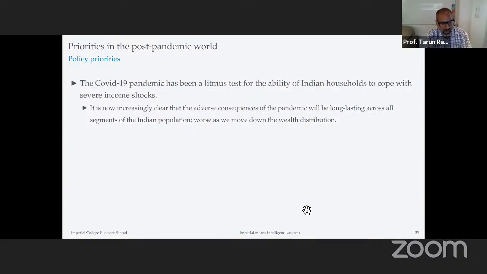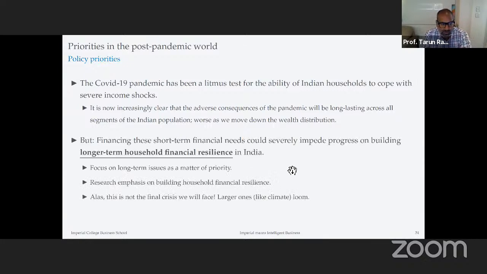In terms of policy priorities in the post-pandemic world, obviously, the COVID-19 pandemic has been a litmus test for the ability of Indian households to cope with severe income shocks. And I think it's becoming increasingly clear that the adverse consequences of the pandemic will be long-lasting across all segments of the Indian population, and certainly regressive in the sense of being worse as we move down the wealth distribution. I don't think all is well. I think that there are some serious problems that we need to address.